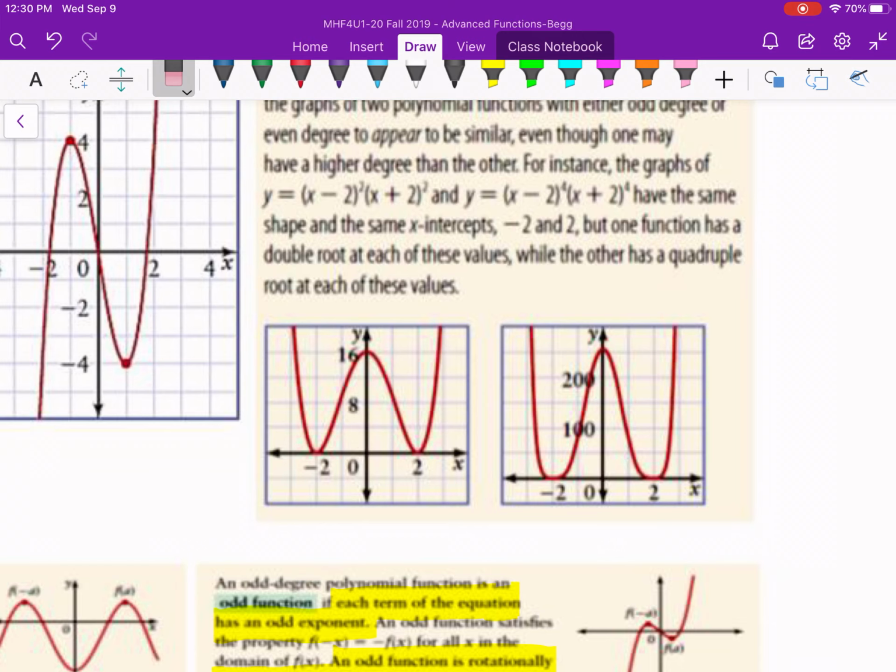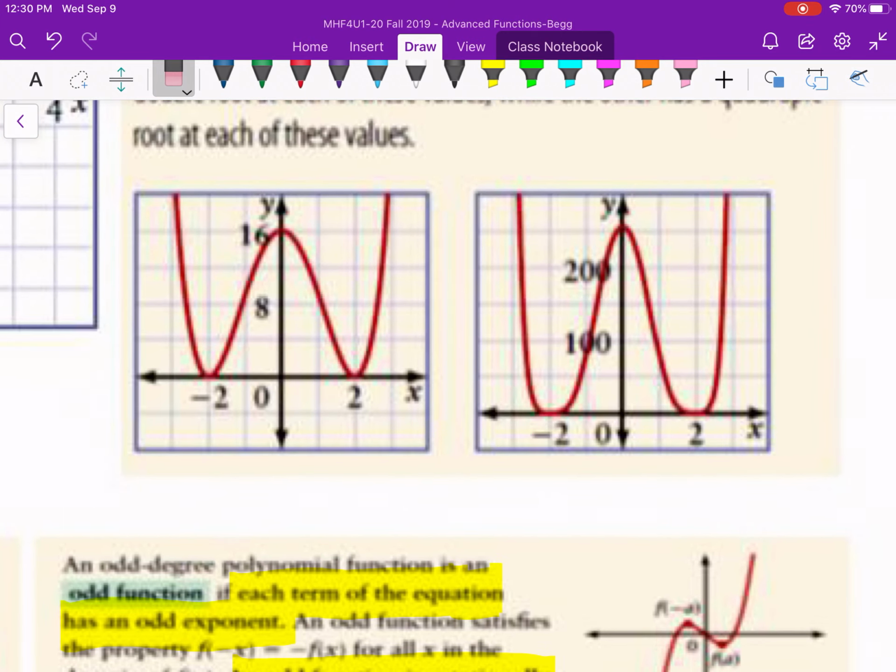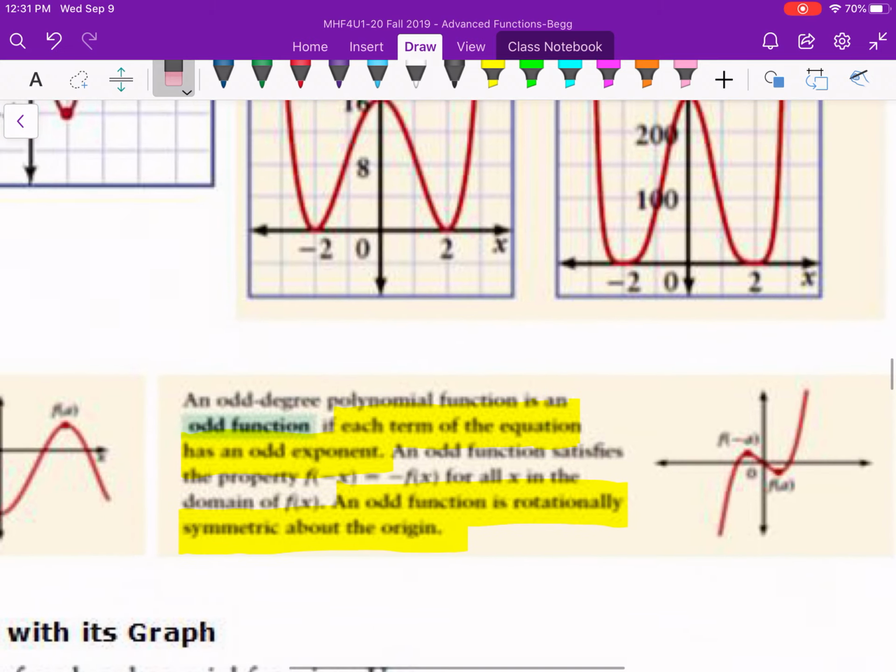So we talk about the least degree. If I just gave someone these two graphs and asked what the least degree is, it would be 4. It has to be an even one, so I can rule out all the odd ones. It can't be quadratic because that would look like a parabola. This clearly doesn't look like a parabola. It looks like a W. The lowest degree that this could possibly be is degree 4, even though one of them is degree 8.